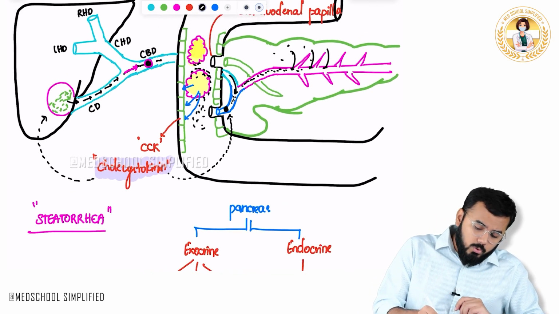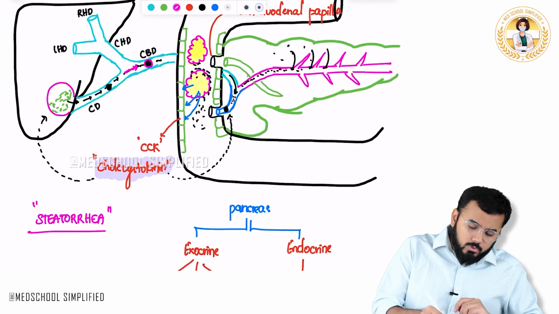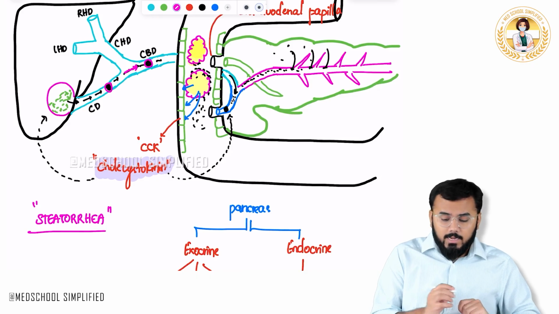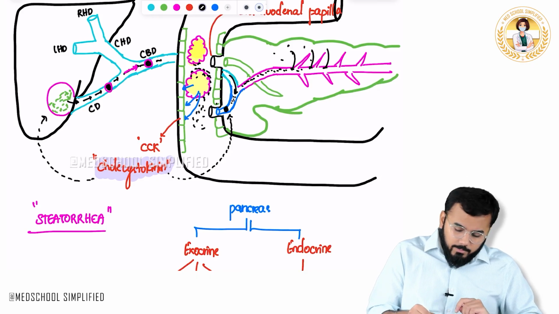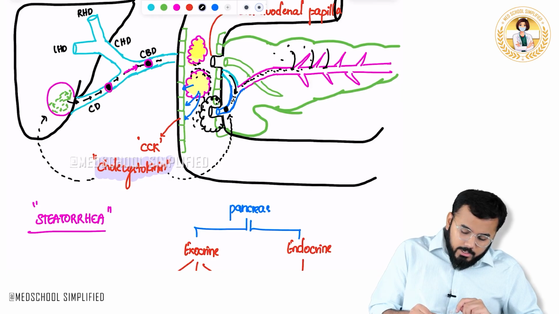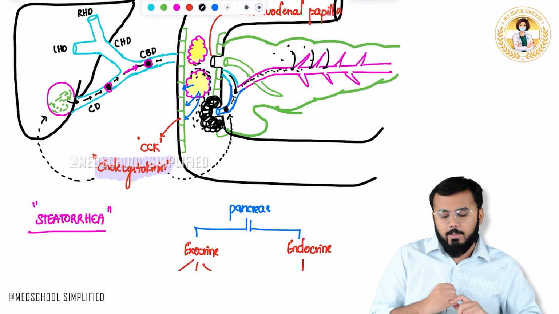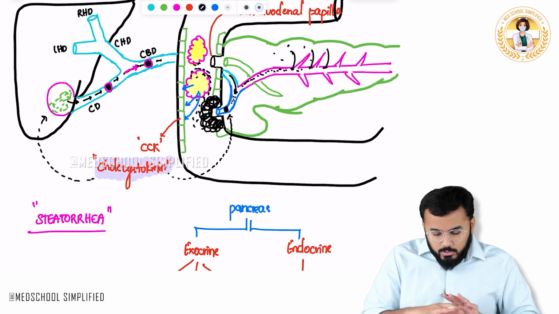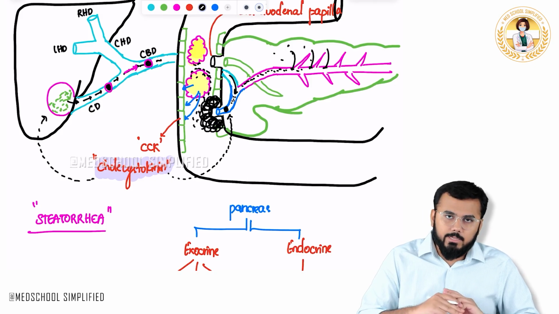Even if there is a stone in the cystic duct, the patient will have the same mechanism. Or let us say the patient is not having any stone but has a very big tumor, and this tumor is compressing the major duodenal papilla. Even in this condition you will have steatorrhea. So, these are all the conditions where steatorrhea is present.